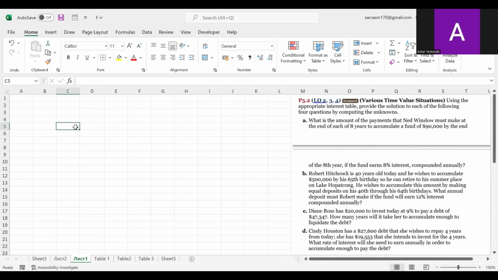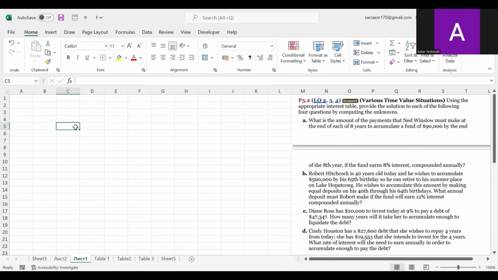Okay, problem 5.2a. What is the amount of a payment that Nettie Wellslow must make at the end of each of 8 years to accumulate a fund of 90,000 by the end of the 8th year if the fund earns 8% interest compounded annually? So here we have to deal with payments. It says that payments are made at the end of each year.